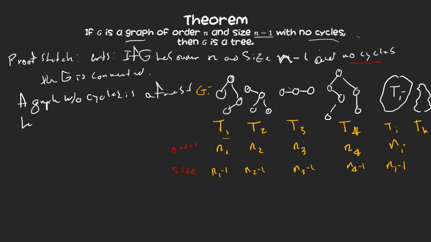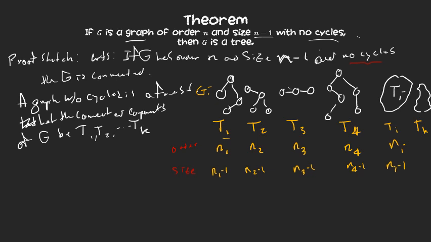Let the connected components of G be T1, T2, up through TK. So it has K connected components. Finally, we'd have n sub K and n sub K minus 1. Well, then, since we have all of these components, we can add up all their orders, and we can add up all their sizes to find the order and size of my original graph.